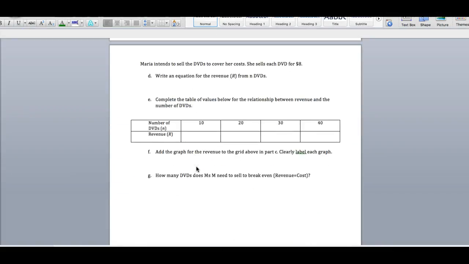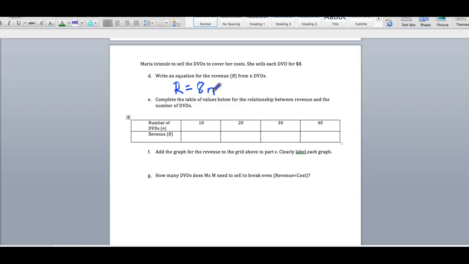Maria intends to sell the DVDs to cover her costs. She sells each DVD for $8. Write the equation for the revenues. So revenue means how much money you get from selling something. And although you won't be assessed on this, it is a huge part of the further maths course. So it's $8 per DVD, so your equation is just R equals 8N.